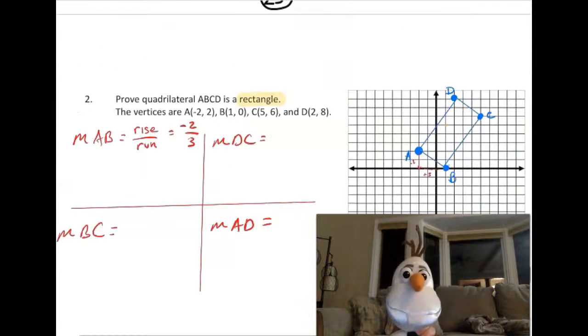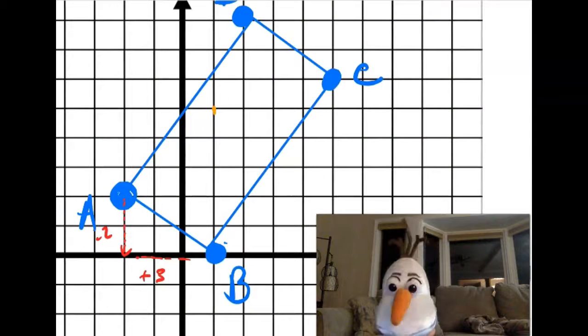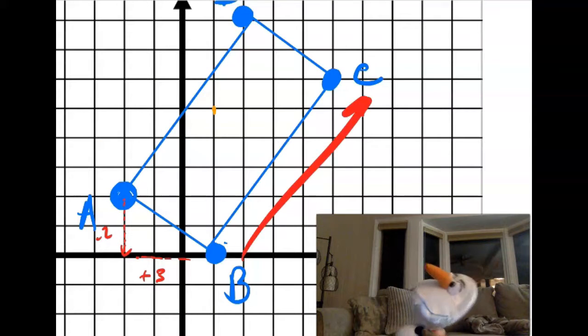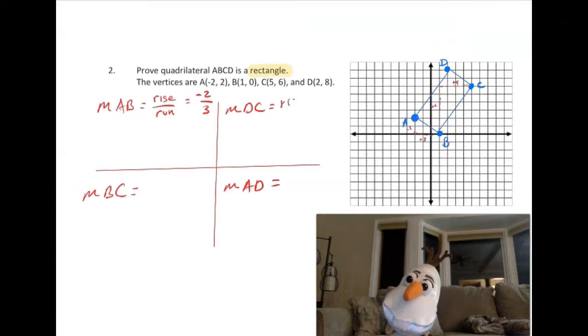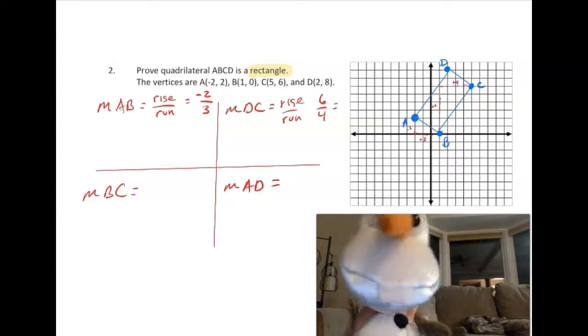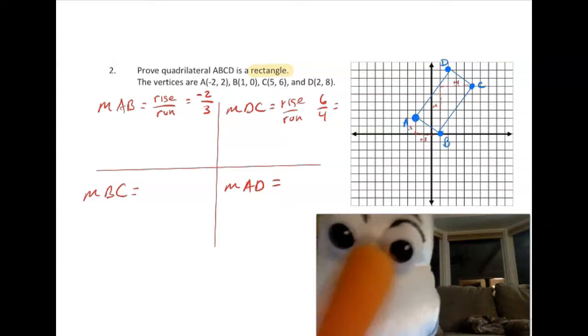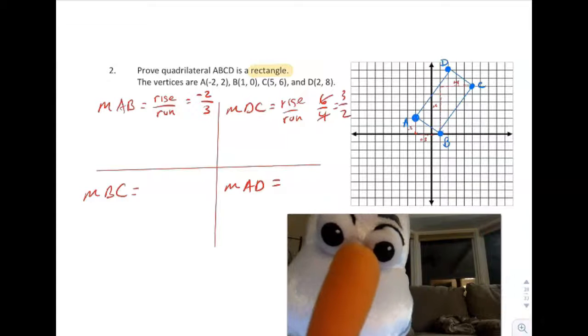Then we'll find the slope of BC. From B to C, if you look, there it is up there, it looks like it's going uphill. So it's going to be up 1, 2, 3, 4, 5, 6 over 4. Up 6 over 4. So again, rise over run was 6/4, but don't forget, you can reduce that. You can reduce that to 3 over 2.